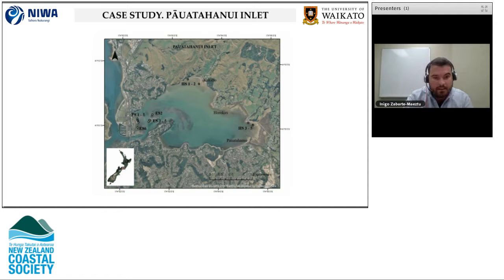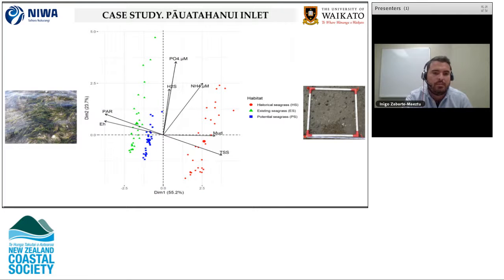In this harbor, we recorded a loss of 39 hectares of seagrass since the 1980s. So we measured the available light and substrate properties within these three habitats and made a comparison between them. What you can see in this plot is the main result of it. On the x-axis of this PCA, you can see that the historical seagrass habitat tends to have a much higher substrate muddiness and a much higher total suspended solids, whereas the existing seagrass habitats have a much higher PAR, or photosynthetically available radiation, and a less anoxic substrate.